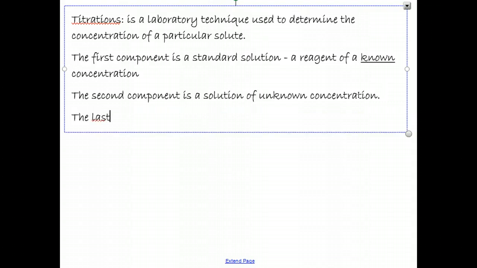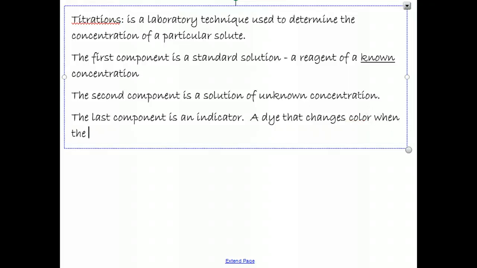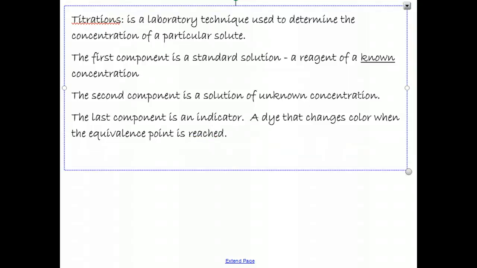Then finally, the last component that goes into a titration is something called an indicator. An indicator is simply a dye that changes color when the equivalence point is reached. I threw out a new term there, equivalence point. So let's define what equivalence point is.